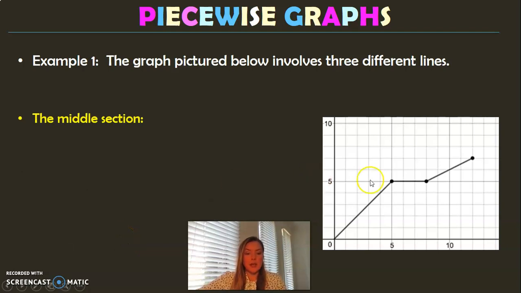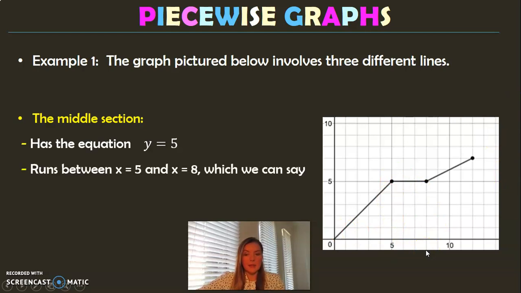The second section here, we can see here, would have an equation of y equals 5, okay? It's just a nice flat horizontal line, and if it continued, it would run through 5 on the axis here. So we can see here, it's got the equation y equals 5, okay? It does have a limited domain. It's running between x is 5 and x is 8, okay? So we'll say that as this here.